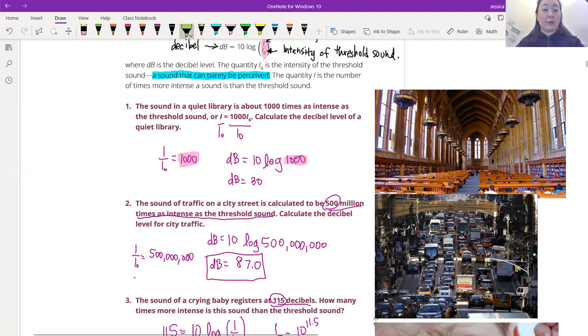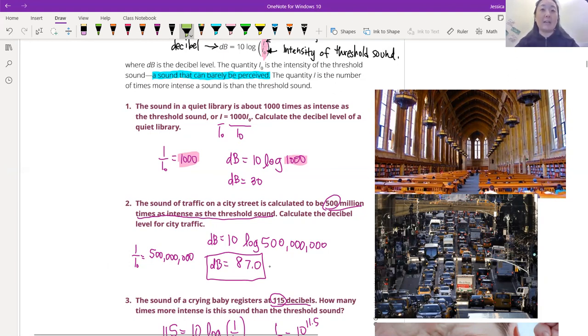So the I over I-naught is 500 million. It's really big. So literally, we're just going to substitute that in, put it in there, and what do you get? It is 87.0. Again, try this in your calculator, practice it. This is a good time to practice, just saying.